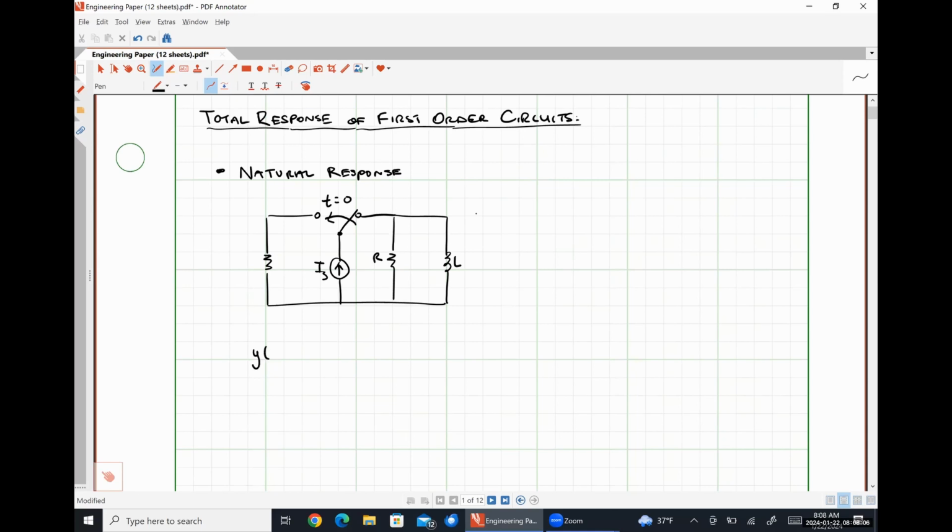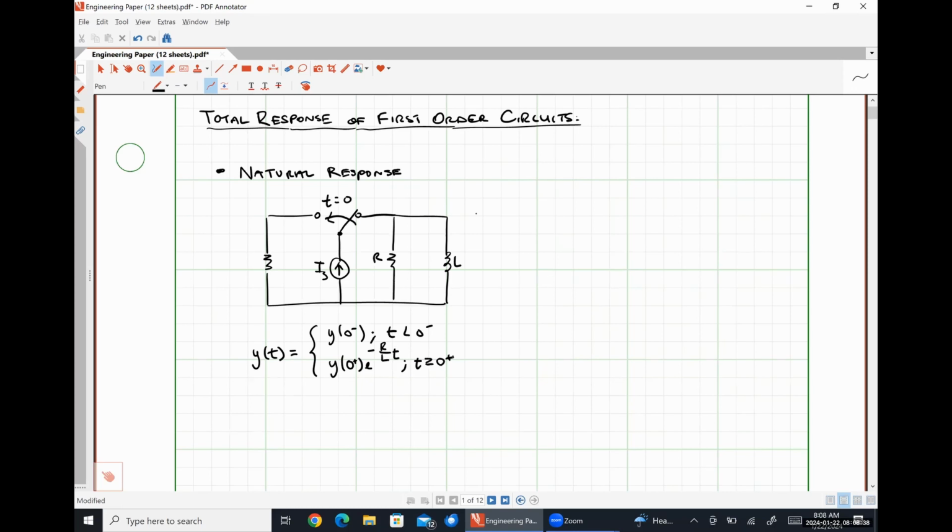And what we found was that any voltage or current signal in this circuit could be expressed using the following mathematical function. y(t), representative of any current or voltage, would be equal to y(0-) for t less than 0-, and y(0+) e^(-R/L t) for t greater than or equal to 0+.